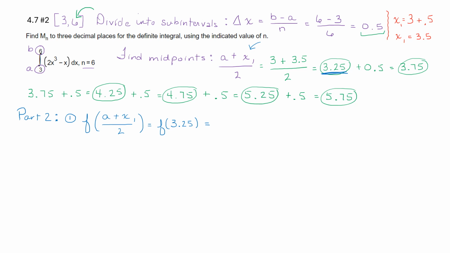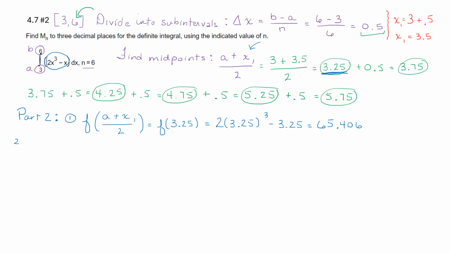And we're going to substitute that in to this. So we'll have 2 times 3.25 to the third power minus 3.25, and that will give us 65.406. Remember, we're rounding to 3 decimal places. So that would be the first one.